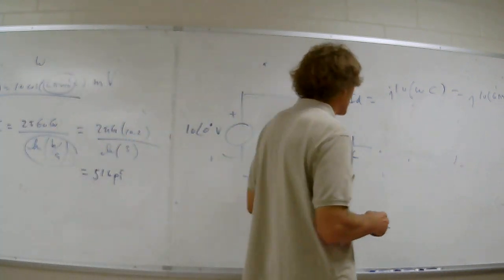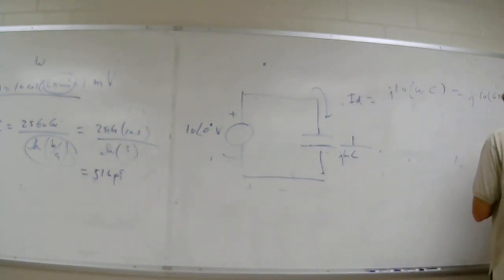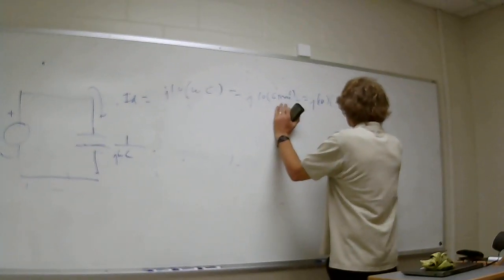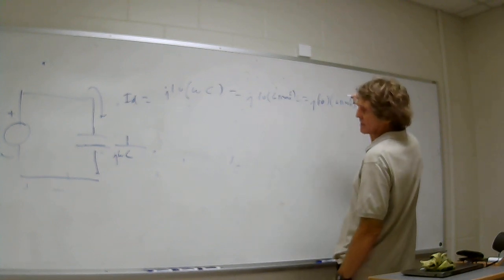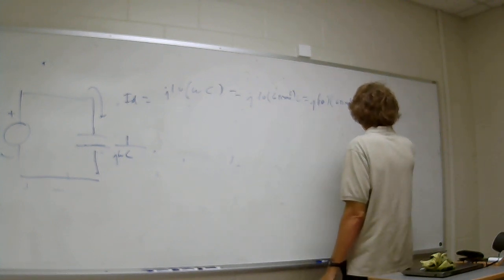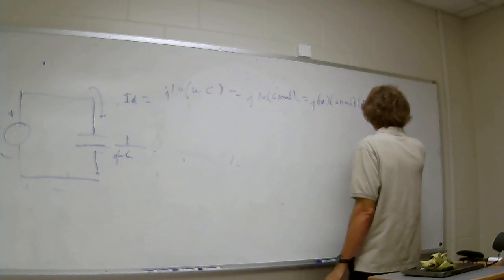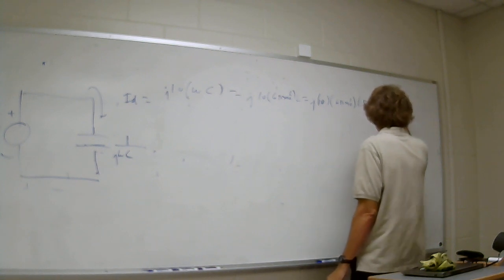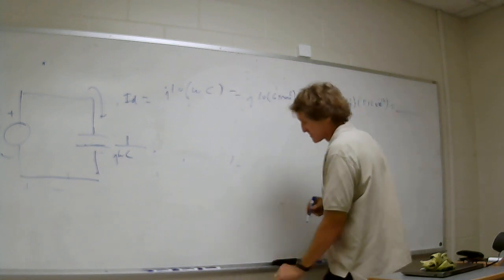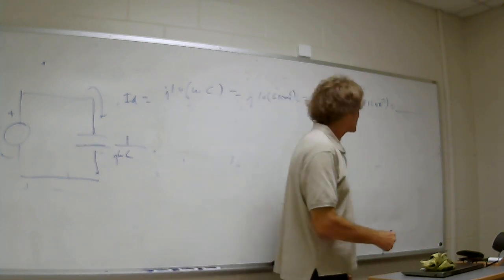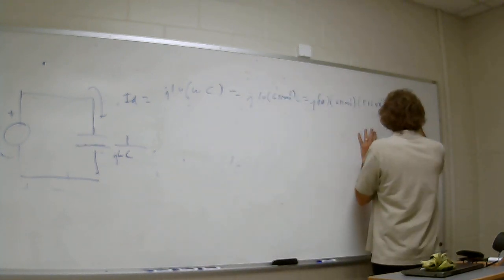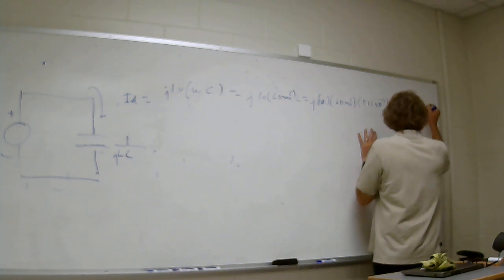And then come over here. What's your current going to be? It's going to be j times 10, times 6 pi times 10 to the 6, times 516 times 10 to the minus 12. I got j 97.3 microamps.